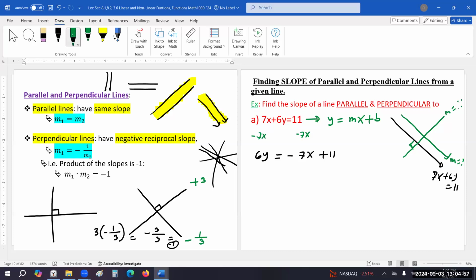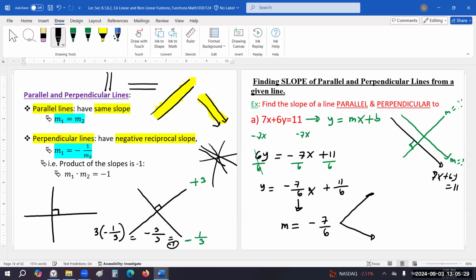Is our y alone yet? What do you have to do now? Divide by 6. So y is negative 7 over 6 x plus 11 over 6. That means now we can see the slope of this line: negative 7 over 6. That will help us to figure out the slope of its parallel line and perpendicular line.